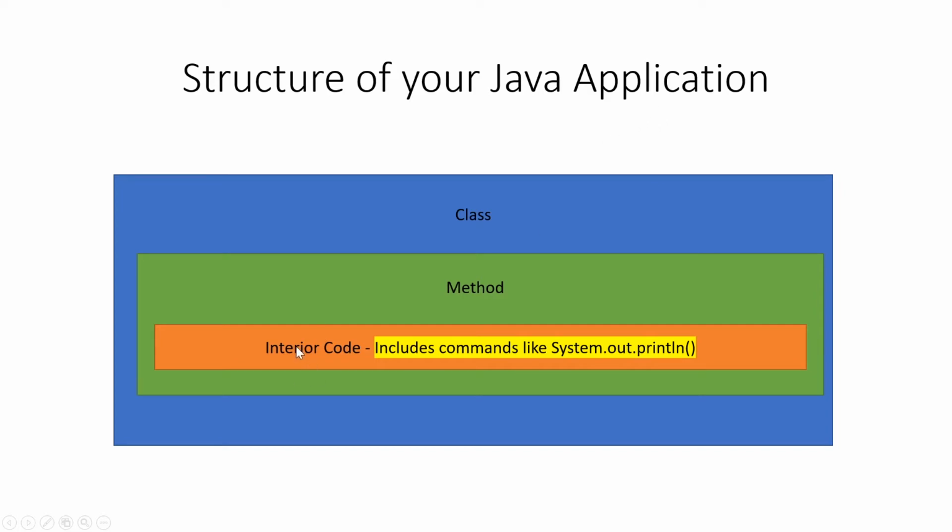They can include commands such as System.out.println. This line of code, System.out.println, displays text on the screen. So if you put that inside a method and you run the Java application and call the method, then the method will print whatever's inside the parentheses, and the Java application executes itself thanks to the method and the set of directions laid out by the interior code.